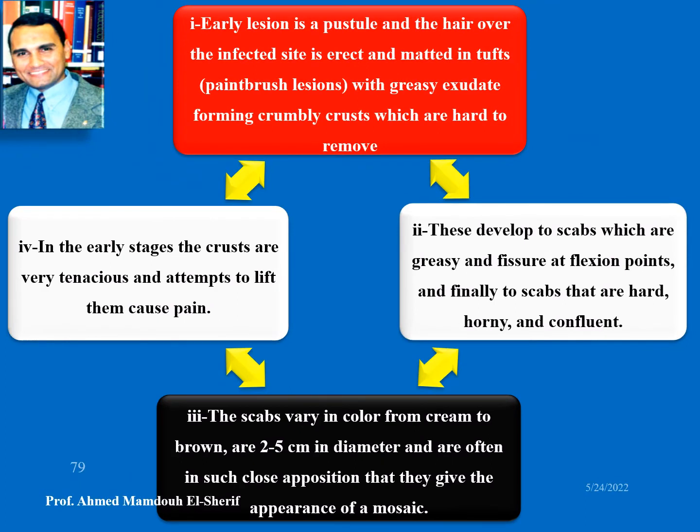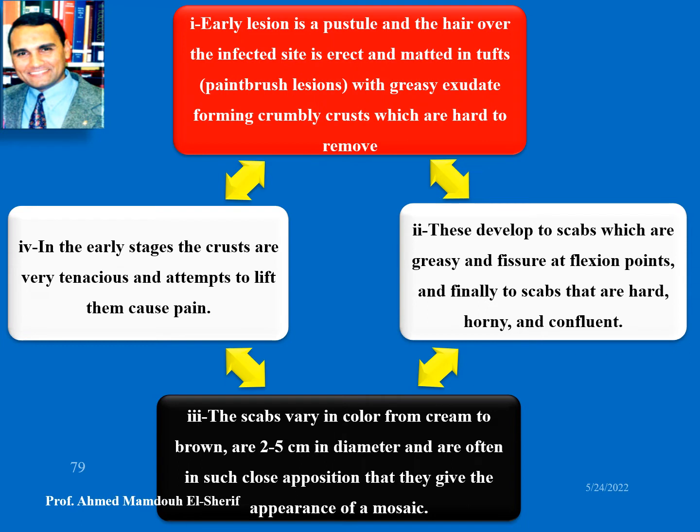In the case of cattle, early lesions are pustules, and the hair over the infected site is erect and matted in tufts with greasy exudate, forming crumbly crusts which are hard to remove. These develop into scabs which are greasy, with fissures at flexion points, and finally into scabs that are hard, horny, and confluent. The scabs vary in color from creamy to brown, are 2 to 5 centimeters in diameter, and are often in such close opposition that they give a mosaic-like appearance.